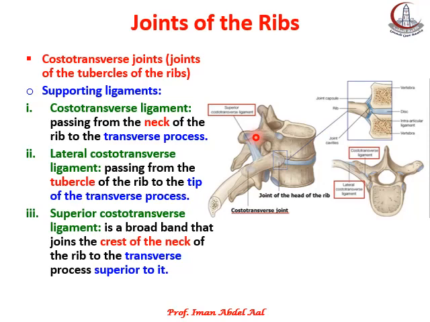So the ligaments supporting the costotransverse joints are the costotransverse ligament, the lateral costotransverse ligament, and the superior costotransverse ligament. The costotransverse ligament is between the neck and the transverse process. The lateral costotransverse ligament is between the tubercle and the tip of the transverse process. The superior costotransverse ligament is between the crest of the neck and the transverse process superior to it.